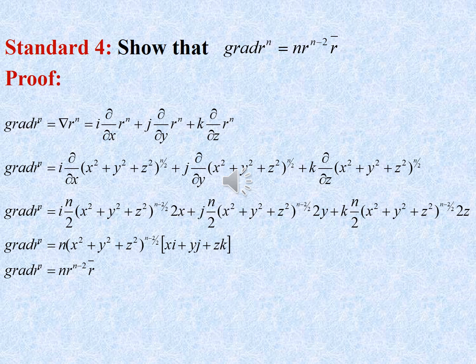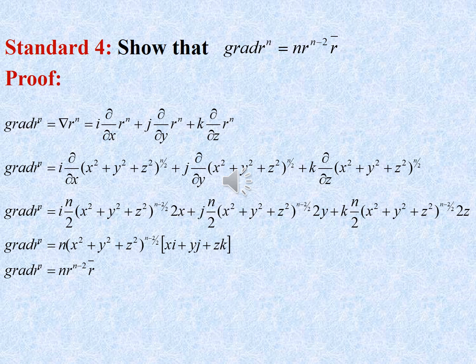Standard 4. Show that grad r^n is equal to n r^(n-2) r bar. So we know the formulas, r bar is equal to xi + yj + zk. We know the distance formula, r = √(x² + y² + z²). So I am substituting the values in this equation. Grad r^n is equal to del r^n.